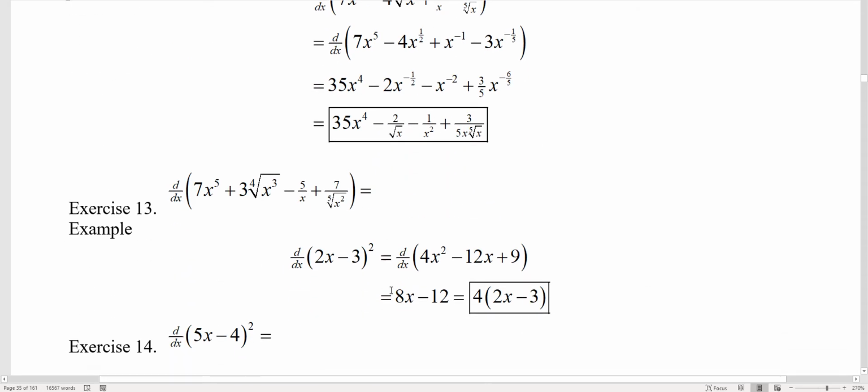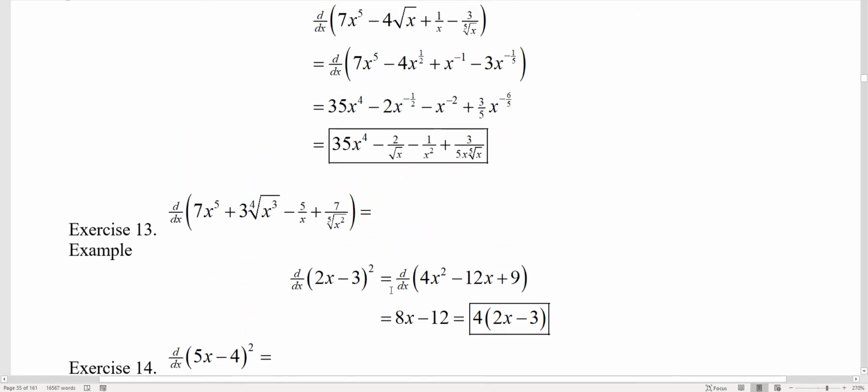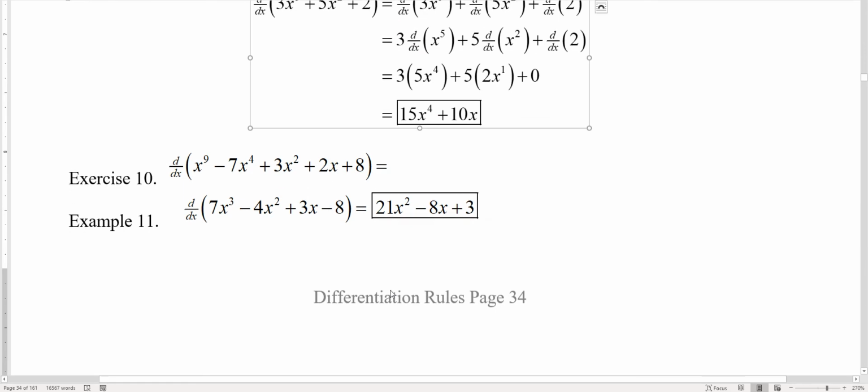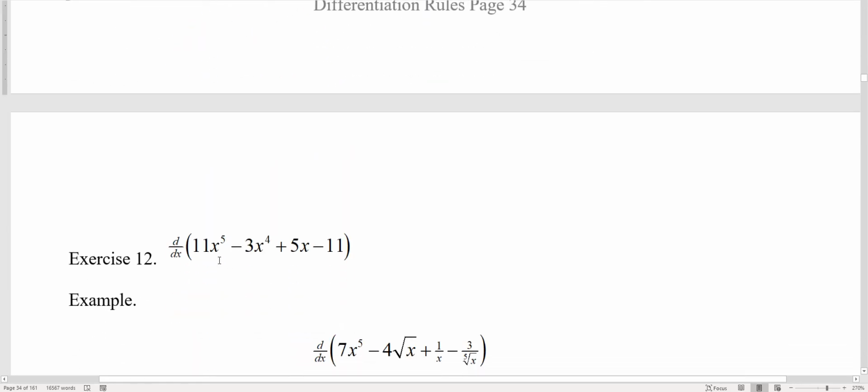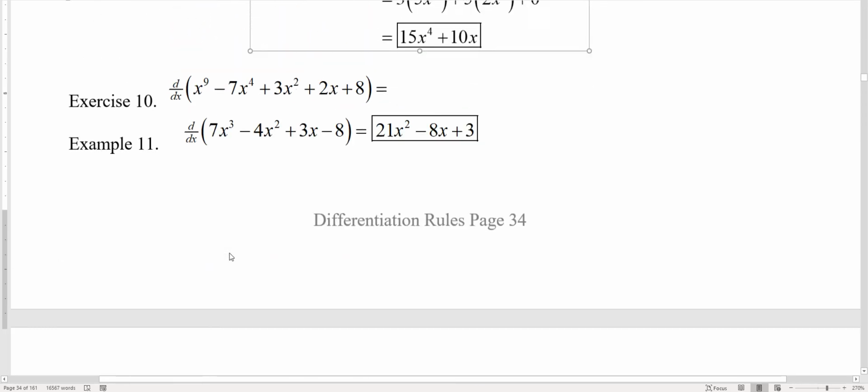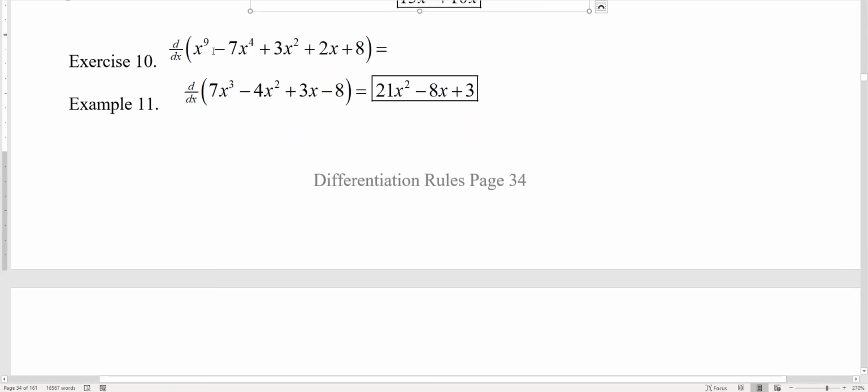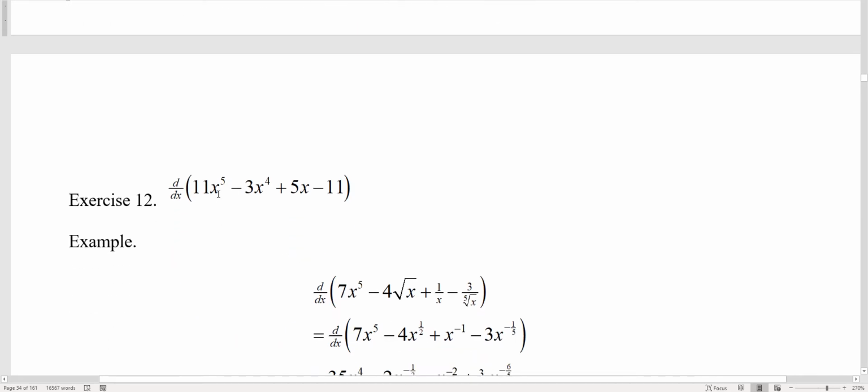Okay, here are the answers to those. Let's see here. This one would be 9x to the 8th minus 28x cubed plus 6x plus 2. This would be 55x to the 4th minus 12x cubed plus 5.